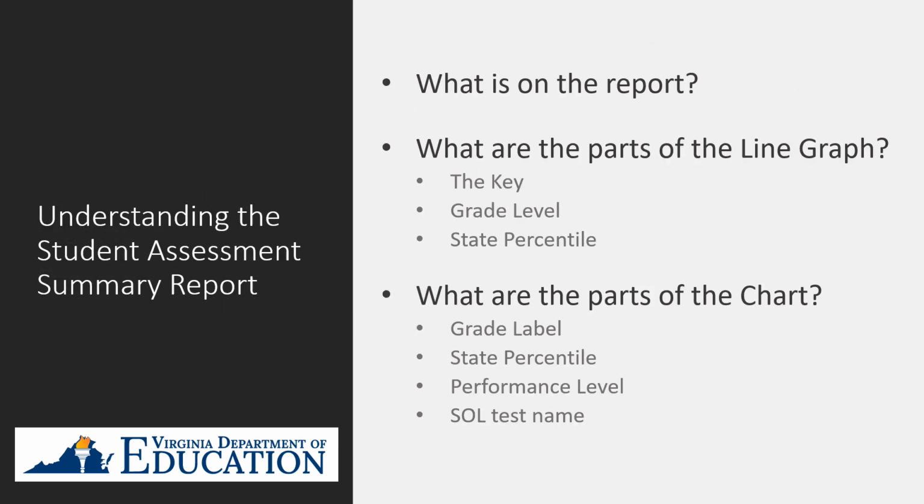To begin to understand the Student Assessment Summary Report, we will review 3 parts. What is on the report? What are the parts of the line graph: the key, the grade level, the state percentile? Also, what are the parts of the chart? The grade label, the state percentile, the performance level, and the SOL testing.